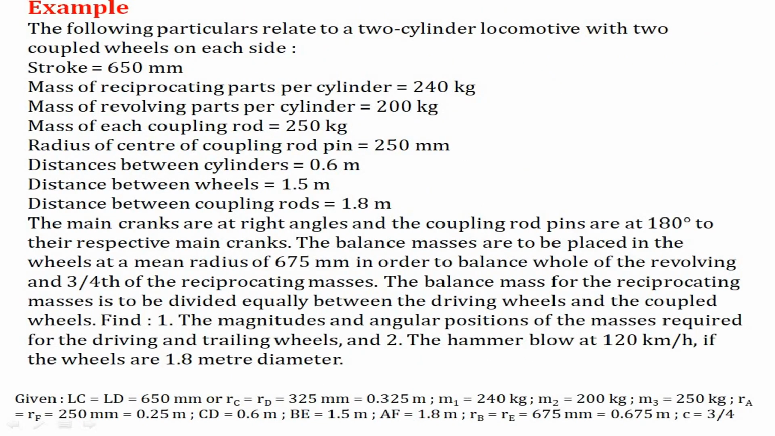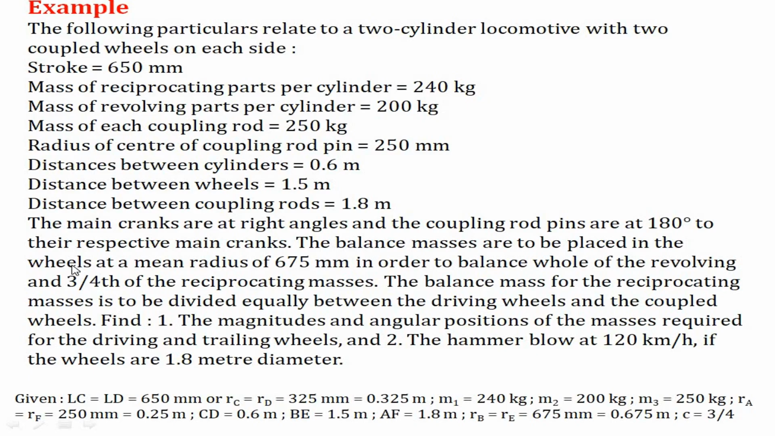Here we are going to take an example in which data are given like this. First of all, we have to see the words coupled wheels. Fine, it differentiates from the earlier example of uncoupled locomotive. The stroke length is 650, mass of reciprocating parts per cylinder is given, mass of revolving parts, and mass of each coupling rod, because this is additional data that we get for the coupled locomotive. Radius of center of coupling rod pin is 250 mm, distance between cylinders, distance between wheels, distance between coupling rods. Right, so these are the distances given to us.